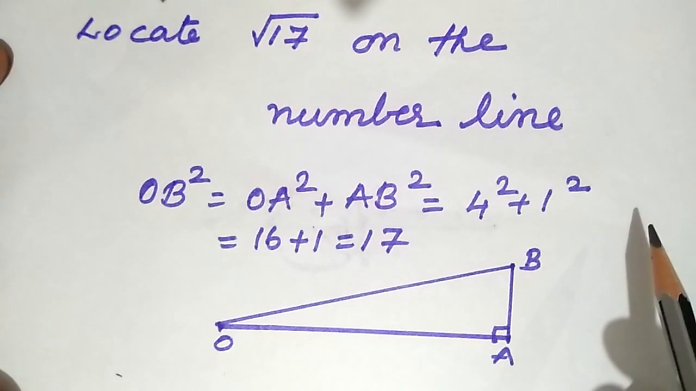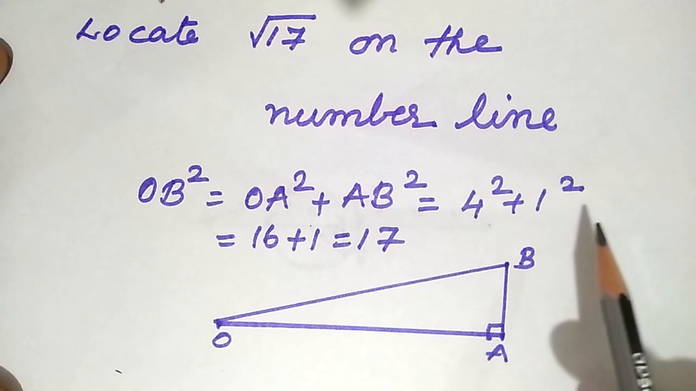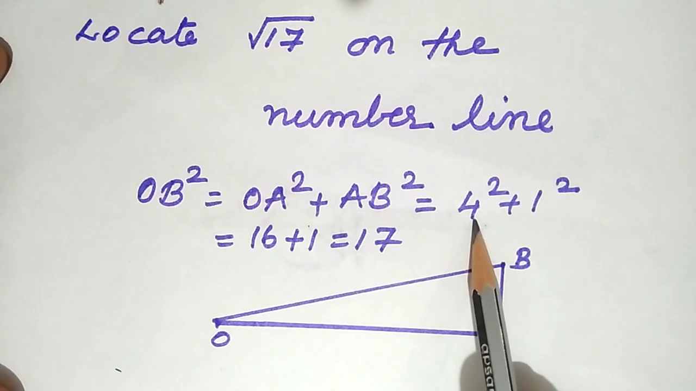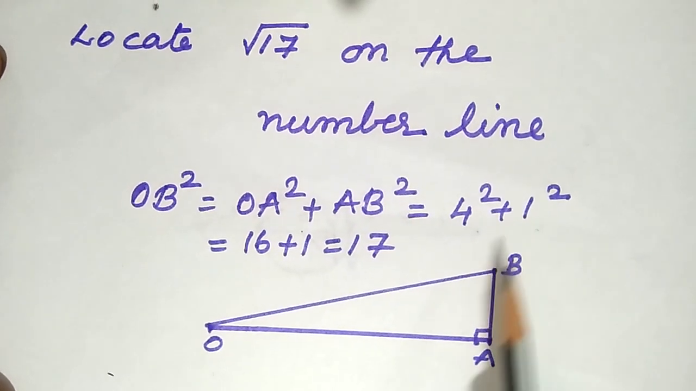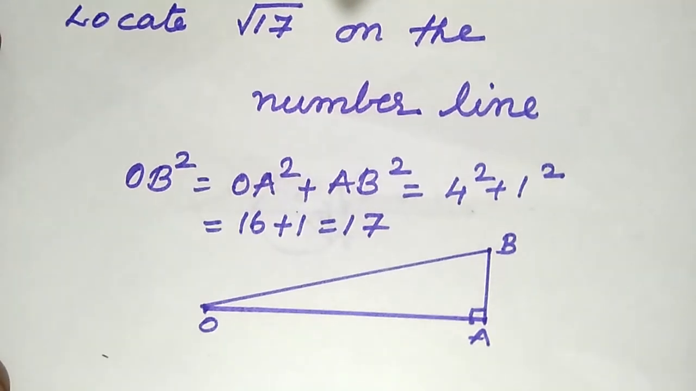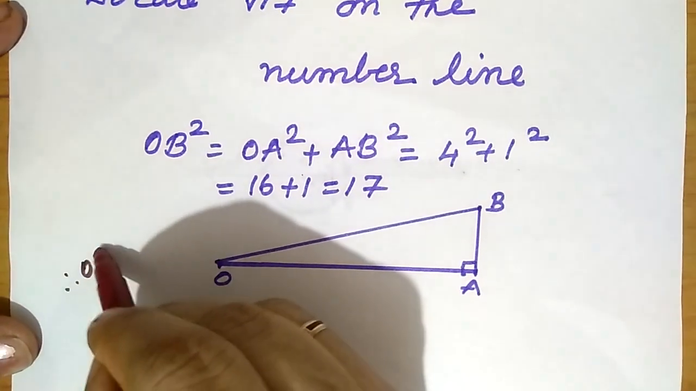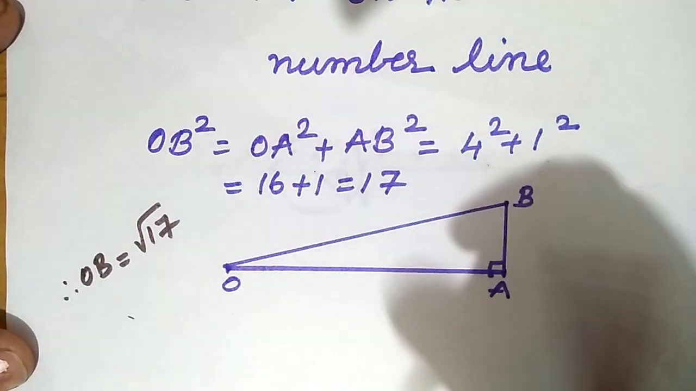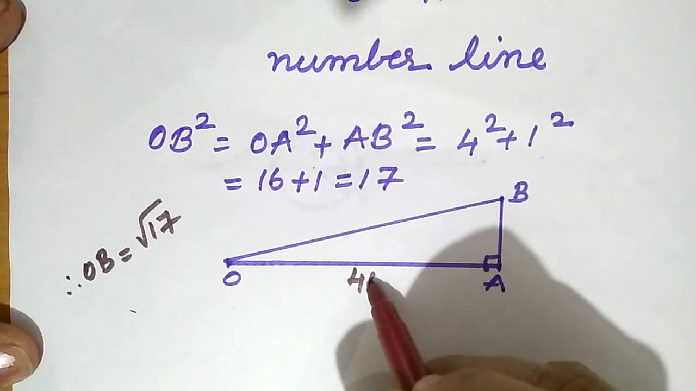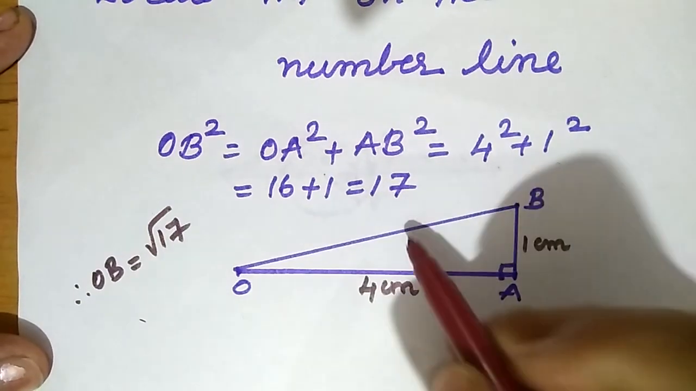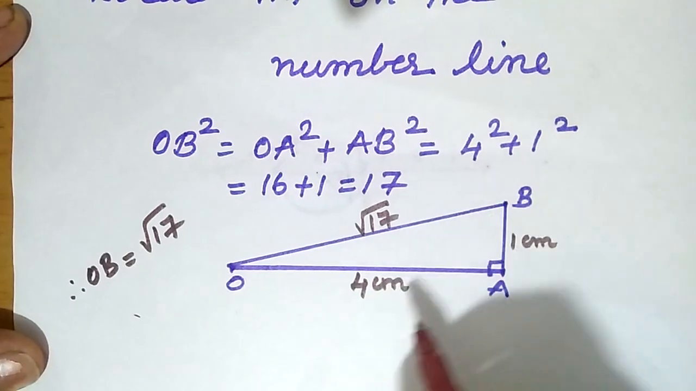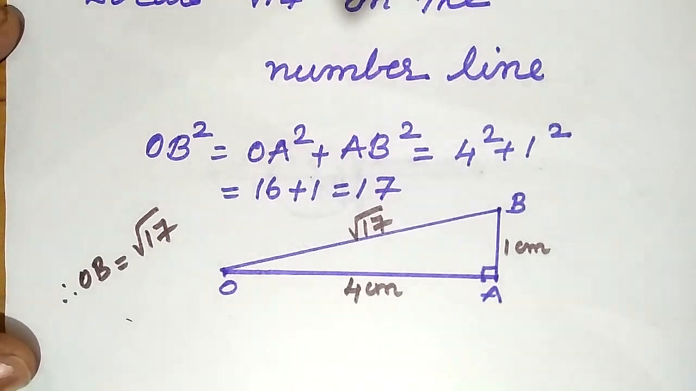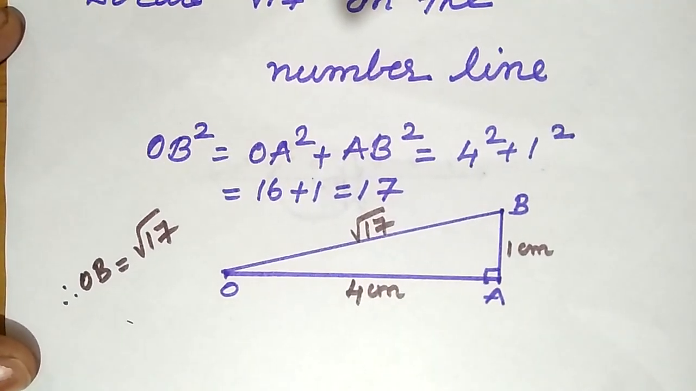Now the last question. Locate root 17 on the number line. Here I am going directly. We want 17. So 4 square plus 1. 4 square is 16 plus 1, that is 17. So we are getting OB square as 17. Therefore OB equals root 17. So your hypotenuse length will be root 17. How are you getting there? 4 centimeters as the base, 1 centimeter as the height, then the hypotenuse as root 17. Always you must have this right triangle idea. This idea only we are implementing on the number line.